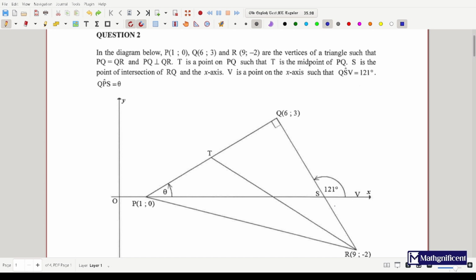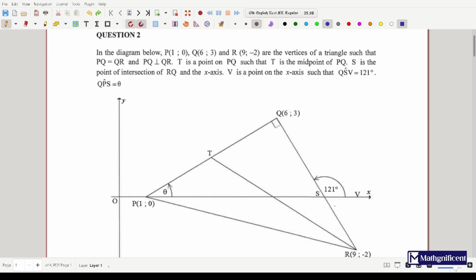Hi guys, so today we are going to be looking at this question that is based on analytical geometry. So we have question 2 here that reads as follows. It says that in the diagram below, we have points P, Q, R that are vertices of a triangle such that PQ is equal to QR and PQ is perpendicular to QR.